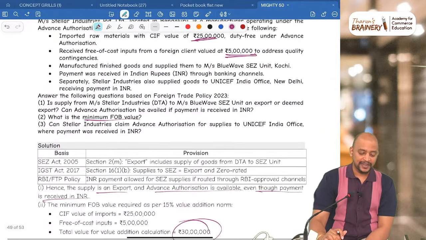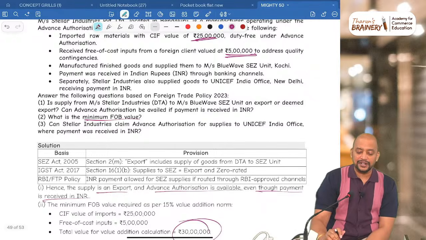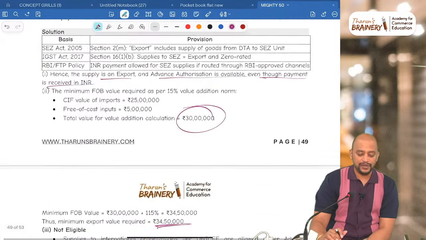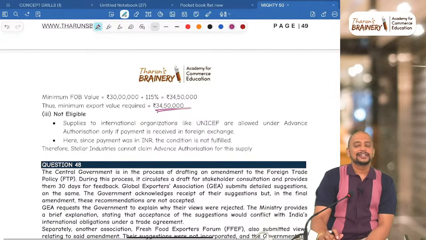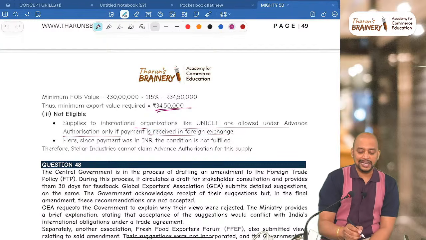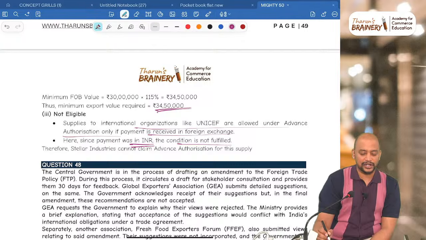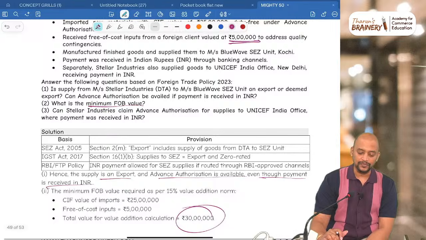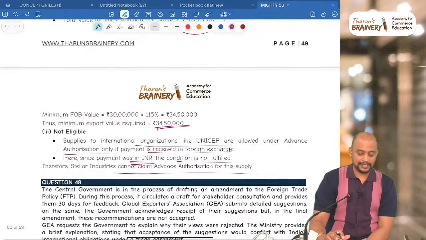Next. Can Stellar Industries claim advance authorization for supplies to UNICEF India office where the payment was received in Indian rupees? Supplies to international organizations are allowed under authorization only if the payment is received in foreign exchange. Hence, since payment is in rupees, the condition is not fulfilled. Therefore, Stellar Industries cannot claim advance authorization for this supply. Okay. Next.